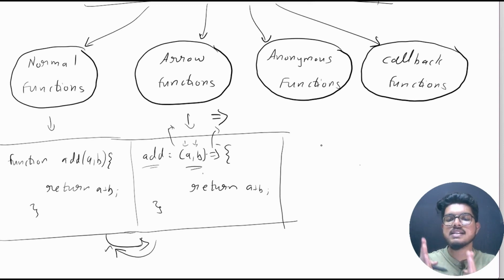So this is called different types of functions. I hope normal functions and arrow functions are clear. Now let's discuss anonymous functions. Anonymous functions are exactly function expressions, nothing special. Let's get back to the notes.